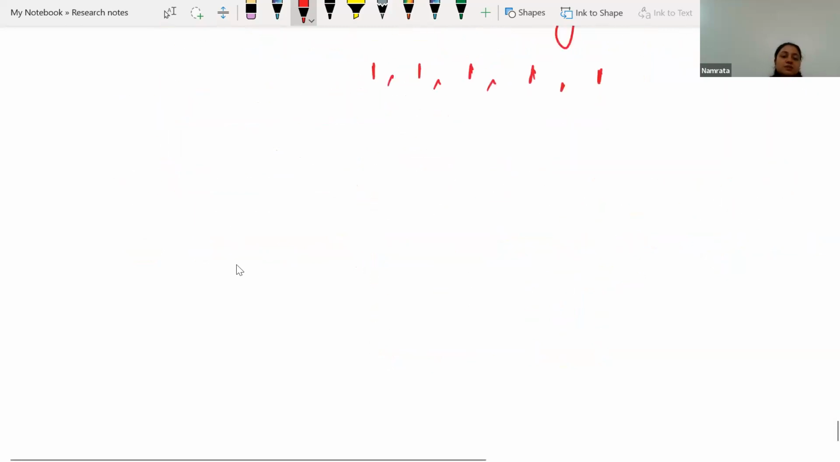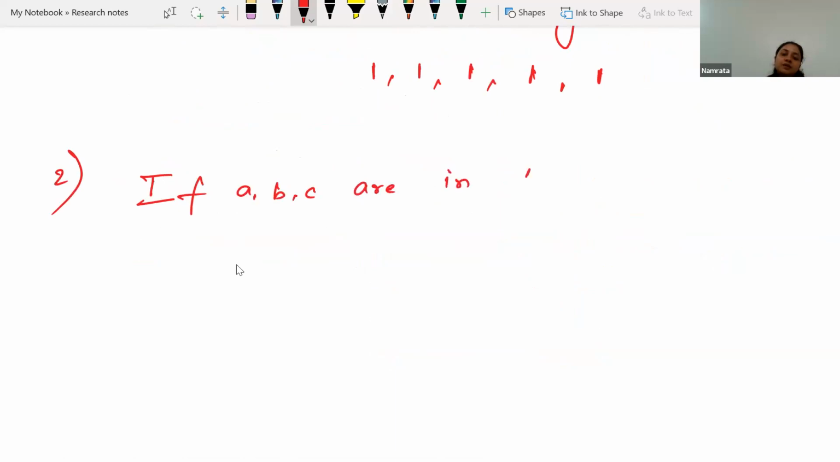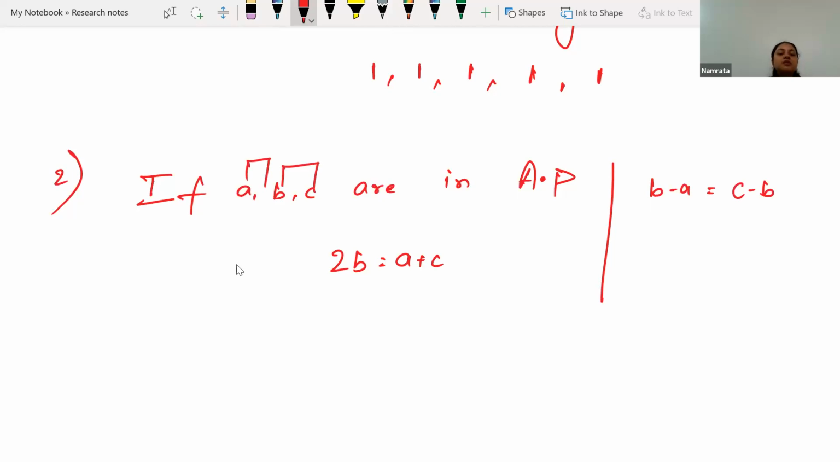The next property says if A, B, C are in AP, then 2B is equal to A plus C. Have you seen this? Yes, ma'am. You know this. From where did we get this one? We got it from B minus A, the common difference, is equal to C minus B, the other common difference. The gap between these two is equal to the gap between these two. When we compare, we end up having 2B equals A plus C. And that's what I have written. So this is also one of the properties.